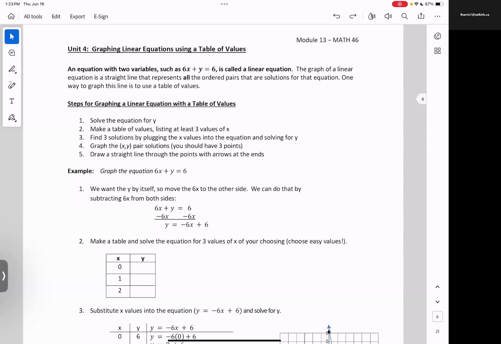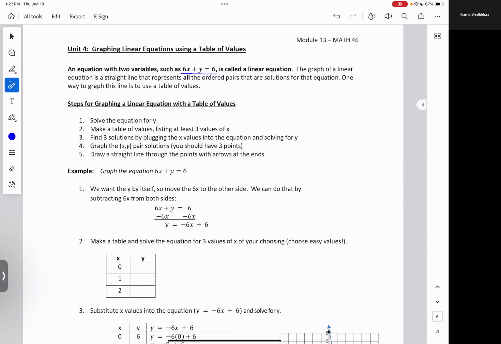All right, so now that you know how to create a table of values, and you also know how to graph points, we can graph our linear equations. Just a reminder, an equation with two variables, like this one here, is called a linear equation in two variables. And that graph is going to be a straight line where every single XY coordinate is a point on that line. In other words, it's an XY pair that makes the solution true.